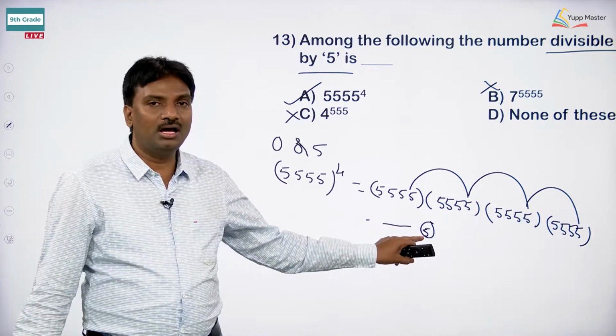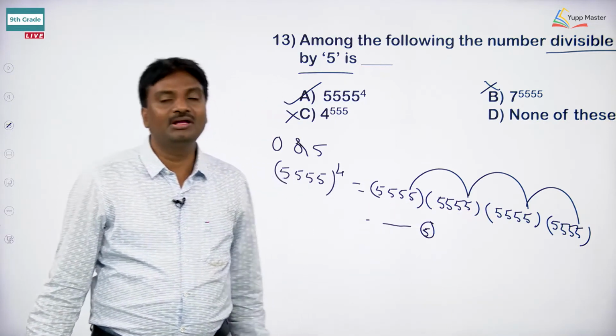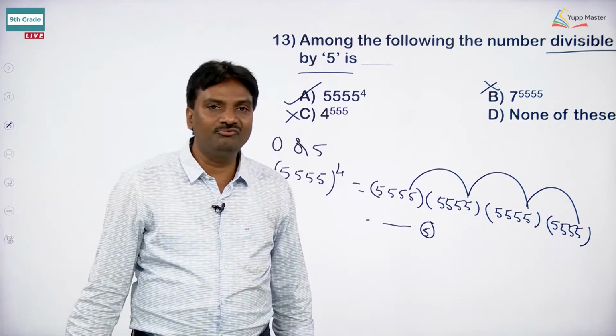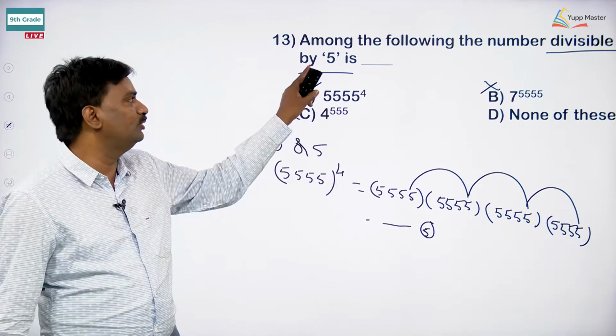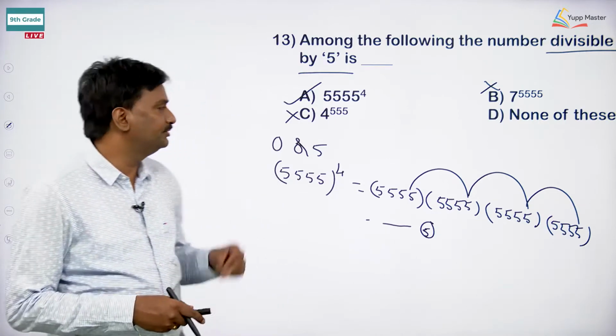Clearly the last digit of the number is 5. By multiplying these 4 numbers, the last digit is 5. So, that is why the number 5555 power 4 is divisible by 5. So, that is why for the given problem, the correct option is A.